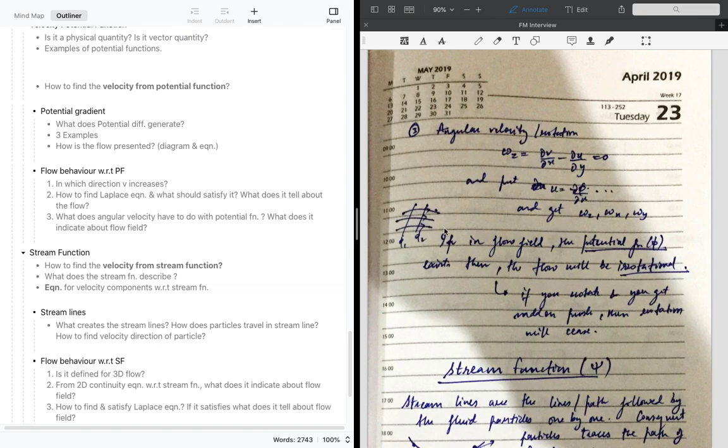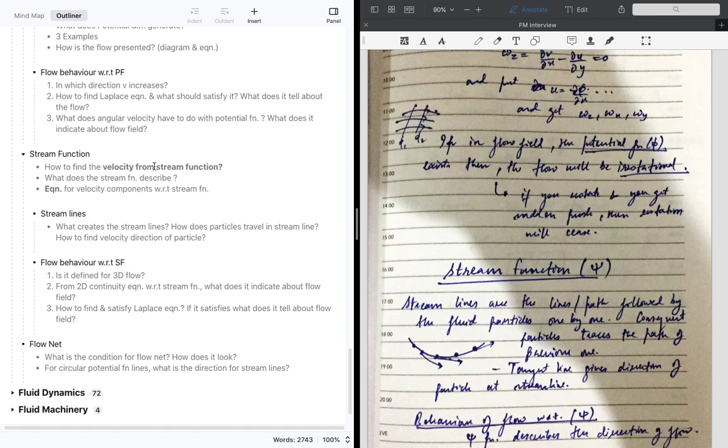If in the fluid flow the potential function exists, that means it won't rotate. For example, if you're rotating and you get a sudden push, the rotation will stop, right? So it's the same thing. If there is a rotation, at that point there is no potential function.